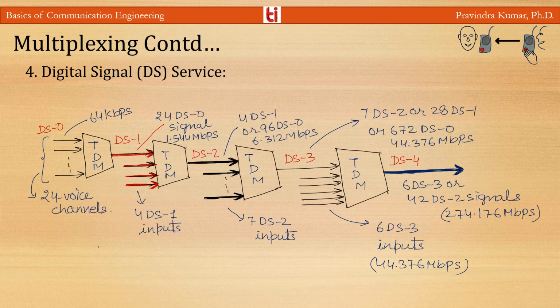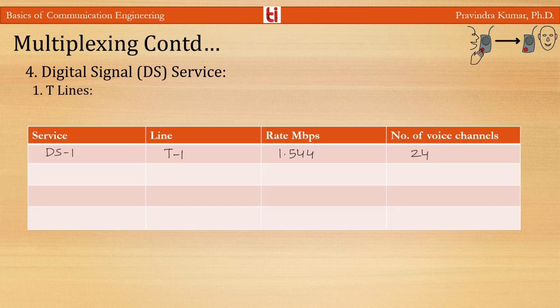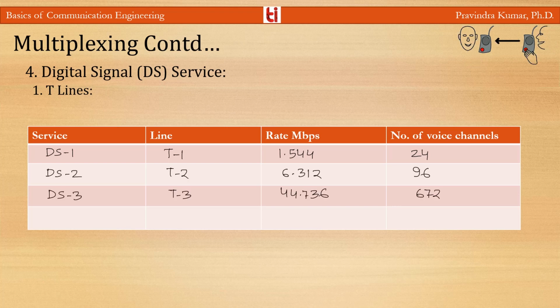are the names of the services, and the telephone companies use the T lines, T0, T1, T2, etc. to implement these services: DS0, DS1, DS2. And this table shows the relation between the DS service and T lines. DS1 service indicates the line T1, and the bitrate in Mbps is 1.544, and the number of voice channels is 24.